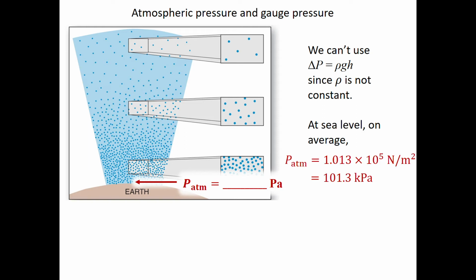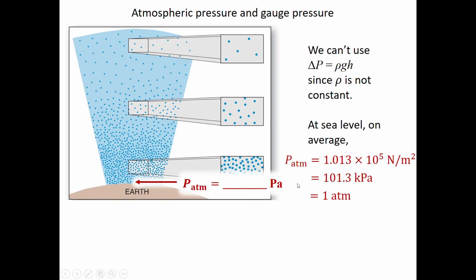So since rho is not constant, I can't calculate it that way, but we can measure it with a pressure gauge. And so we find out that at sea level, when we measure it, pressure goes up and down a little bit with the weather, but the average pressure is 1.013 times 10 to the 5th newtons per square meter, or pascals. And a lot of times, I think the book writes it as 101.3 kilopascals. So that's atmospheric pressure at the surface of the Earth on average.